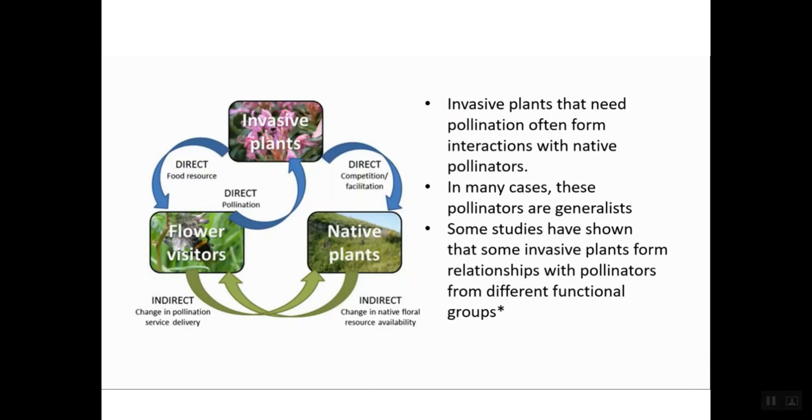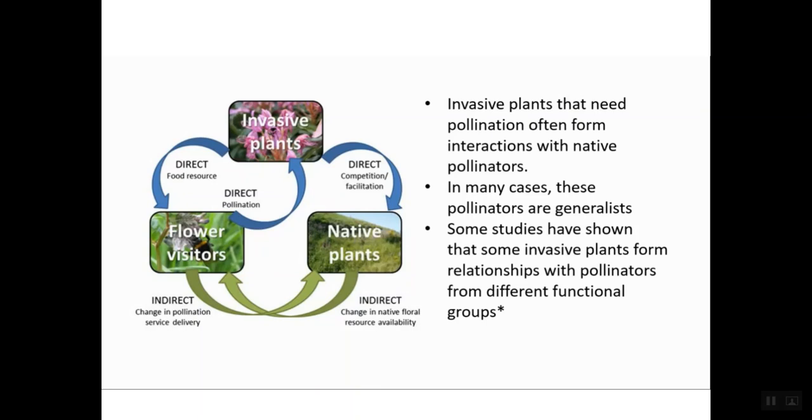A lot of the invasive plants actually form relationships with those pollinators, and most of the time the pollinators are generalists. So that means that they're not doing one specific plant, things like bees or moths, some butterflies. They're pretty general. There's some beetles that do the same thing.